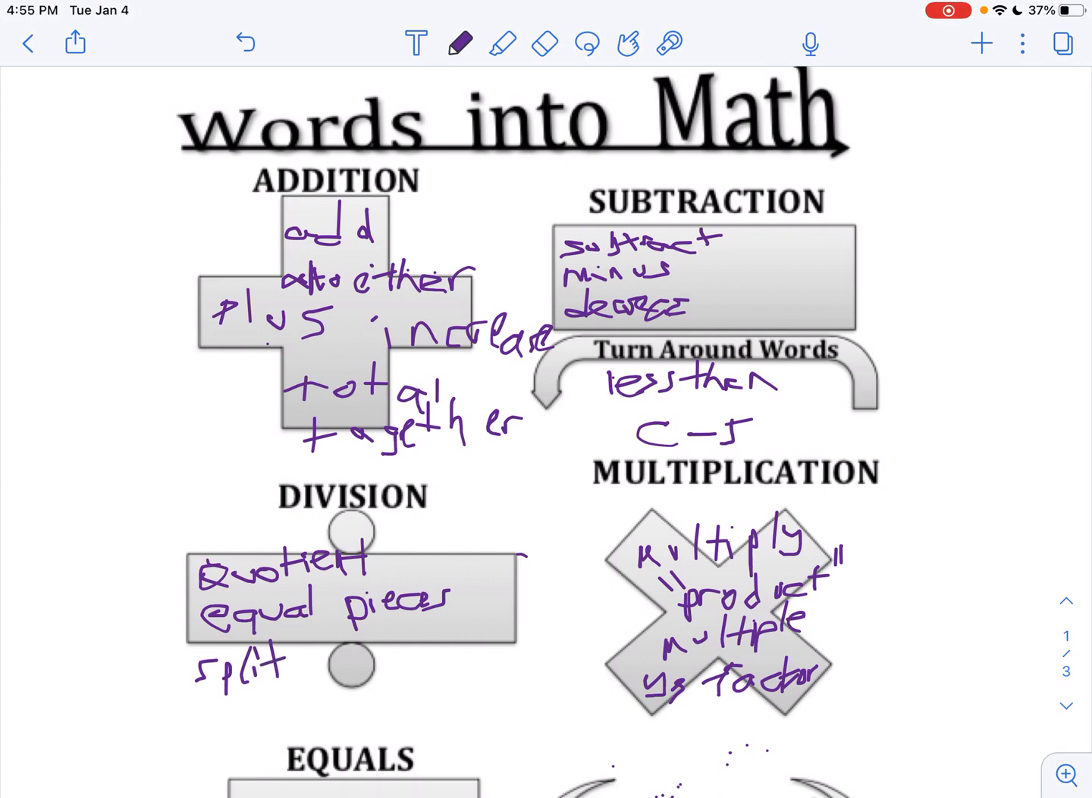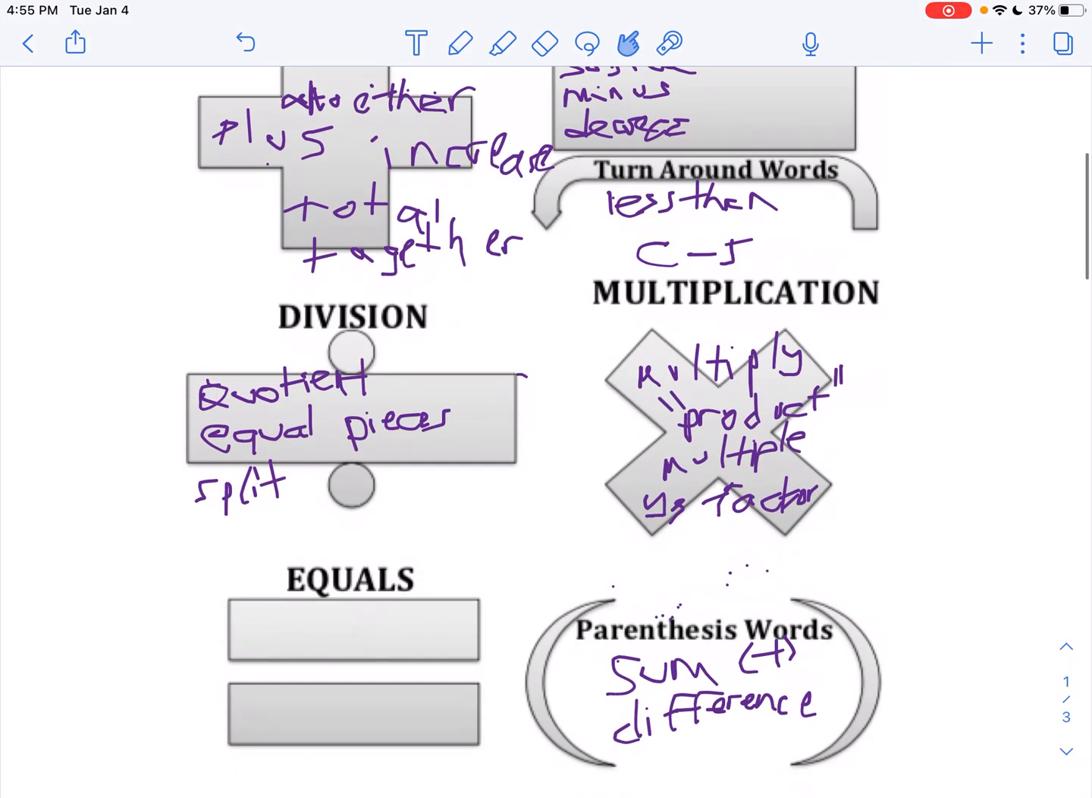And then we have words that mean specifically to divide by a number. So if I say one third, that means I'm going to divide by 3. If I say half, it means I'm going to divide by 2. If I say double, it means I'm going to multiply by 2, and so on.